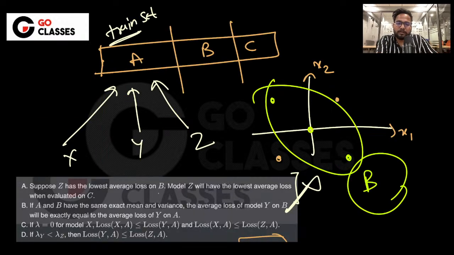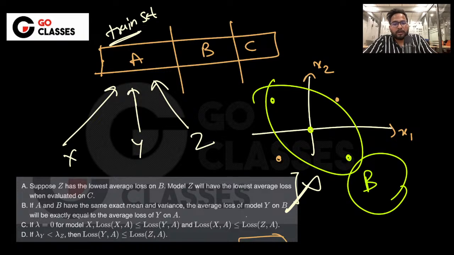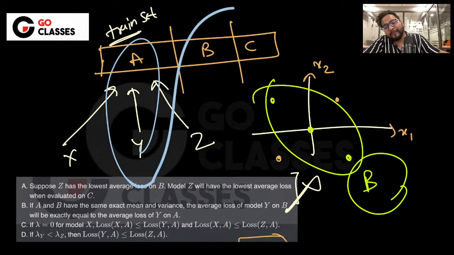So they are saying that A and B have the same mean and variance. Actually, this information is not relevant. I mean, this information is not telling us anything, right? Then they are saying the loss of Y will also be the same on A. It is the same on B.